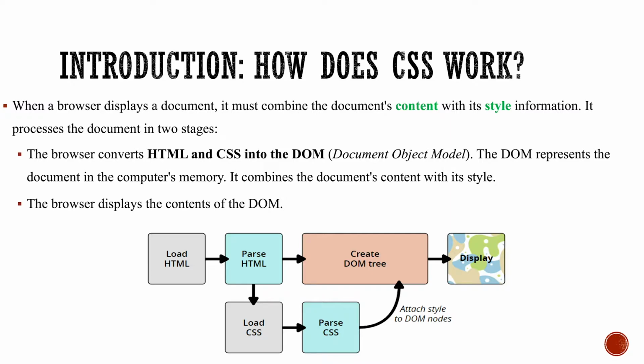So how does CSS work? When a browser displays the document, it must combine the content and style information. The browser converts HTML and CSS into a DOM, or document object model. The DOM represents the document in the computer's memory. It combines the document's content with its style. For example, I have HTML. It will load and parse the HTML, and then it will detect if the HTML has CSS. It will load it if it has, then parse the CSS, create the DOM tree, and show the display in the web browser.